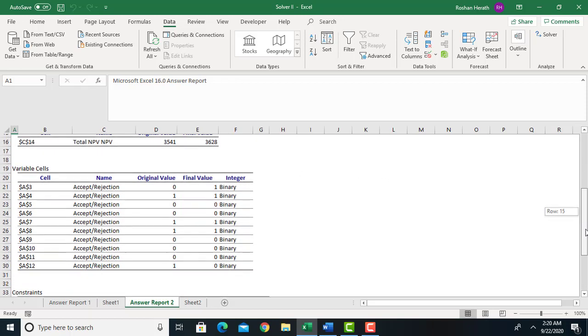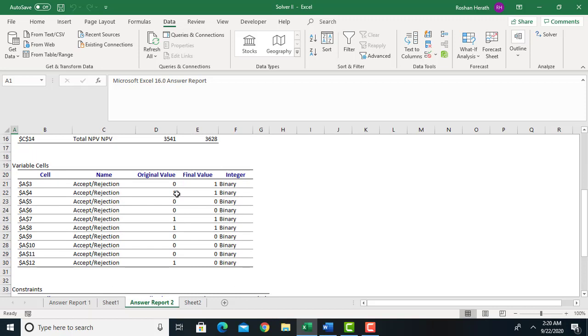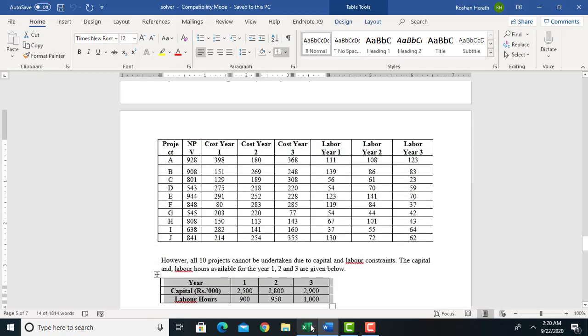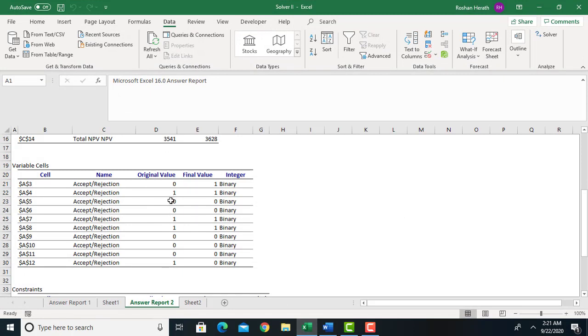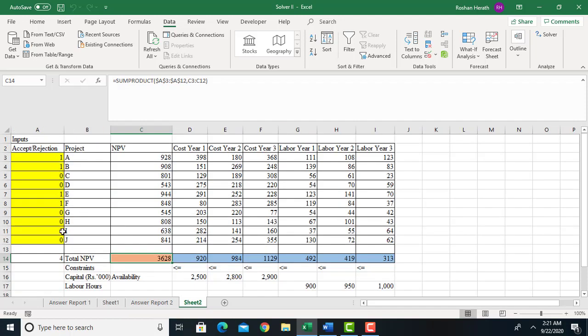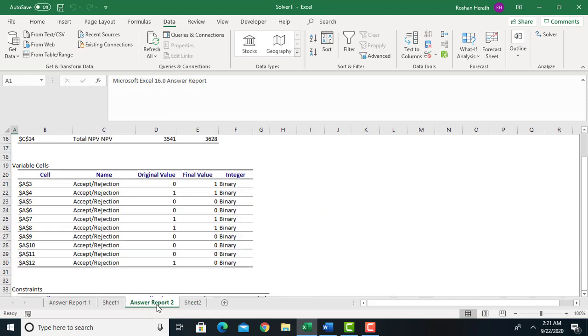Earlier we thought of accepting project B, E, F, J, but now this should be the projects we should accept. You can see that this is how the projects that you should accept in order to maximize this NPV.